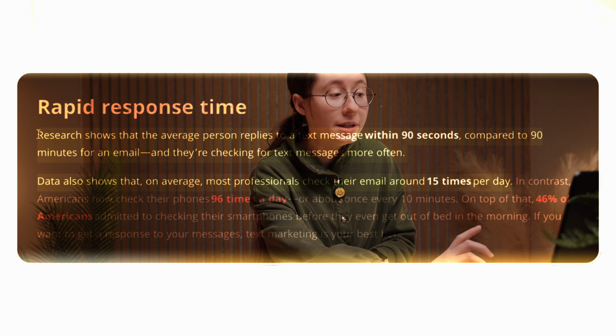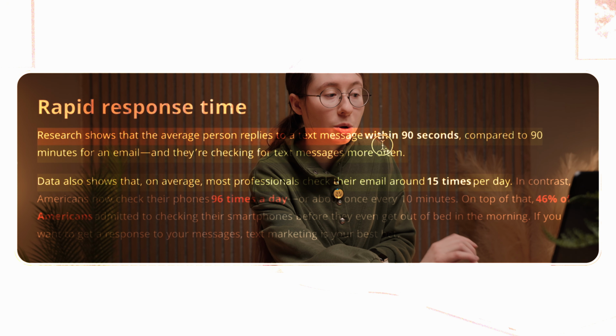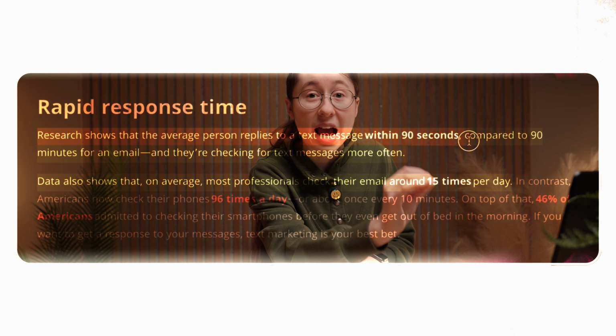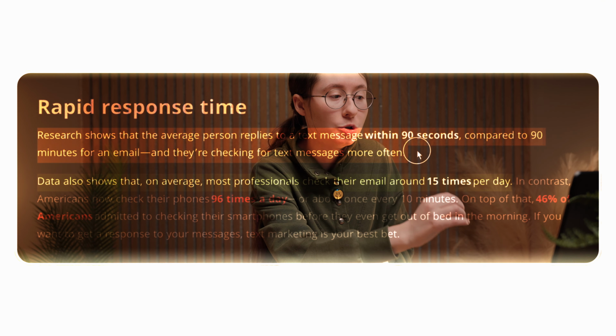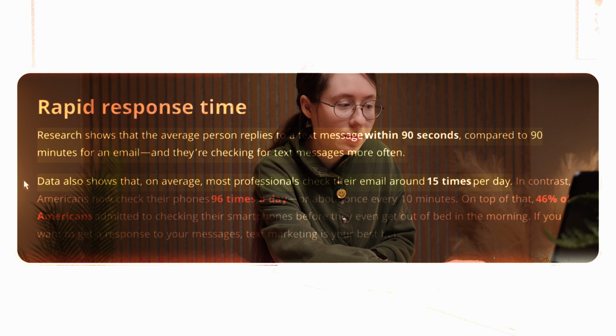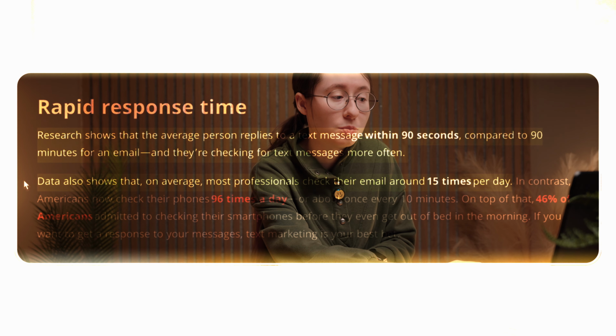The next method that most churches usually try is like a printed bulletin, newsletter, or other printed material. And then usually when a church is really wanting to take that next step in communicating more effectively, they try email or text messaging. So let's talk a little bit about these two digital options. According to an article online, research shows that the average person replies to a text message within 90 seconds compared to 90 minutes for an email, and they're checking for text messages more often.